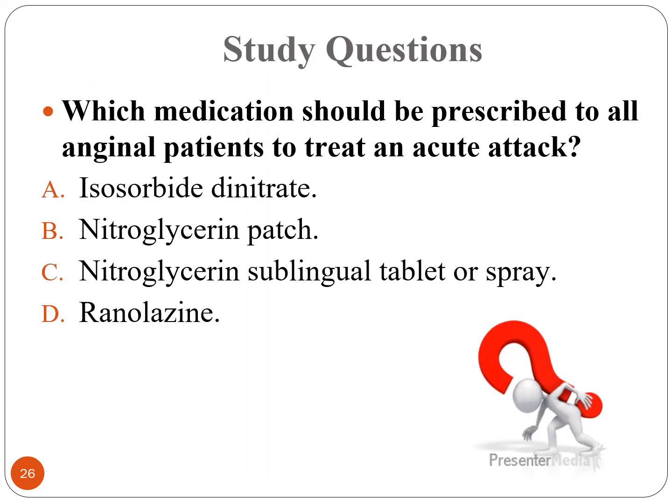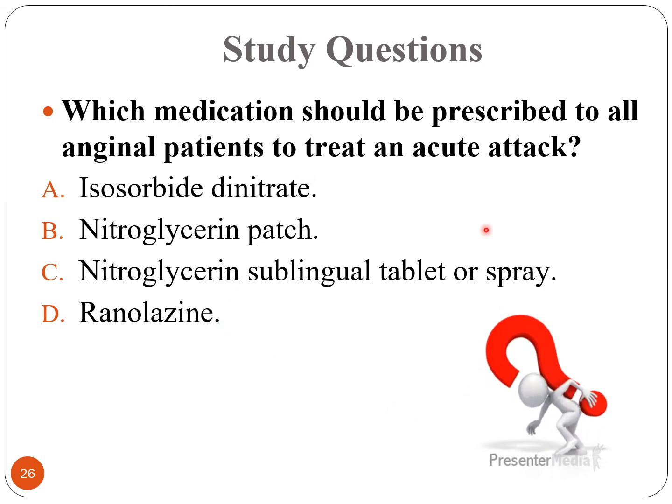First, which medication should be prescribed to all anti-anginal patients to treat an acute attack? Is it isosorbide dinitrate, nitroglycerin patch, nitroglycerin sublingual tablet or spray, or ranolazine? The correct answer is nitroglycerin sublingual tablet or spray. This is because these drugs have a rapid onset of action. Nitroglycerin patches have a slower onset of action, as we saw in the previous slides.